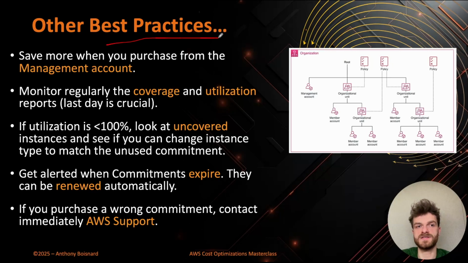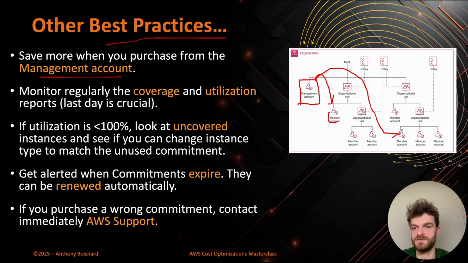Last best practices, so you can save more when you purchase from the management account. So here in your AWS organization, you have your management account. You should not have any EC2 instances in this one. And let's say you purchase one compute savings plan, then it will flow to the highest savings rates. So let's say the highest savings rate is for EC2 in this member account. It will go into this one. And let's say the second highest discount will be in another member account, then it will flow into this one. And that way you're going to save more money.